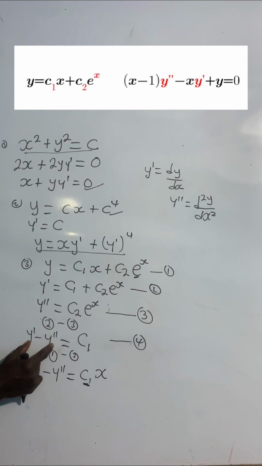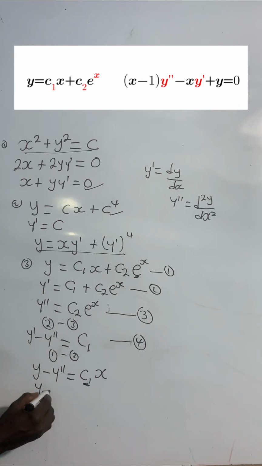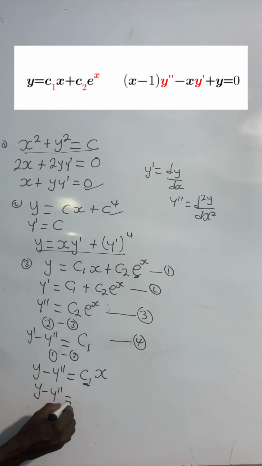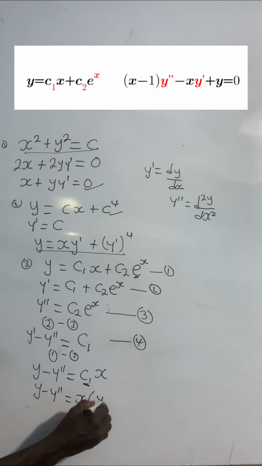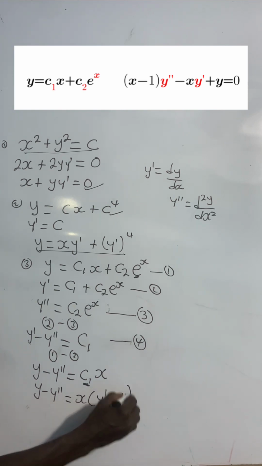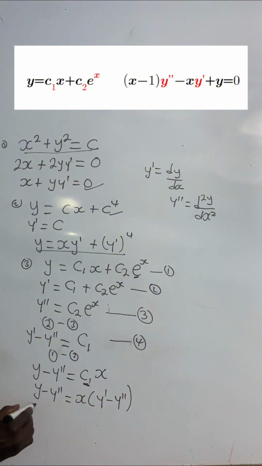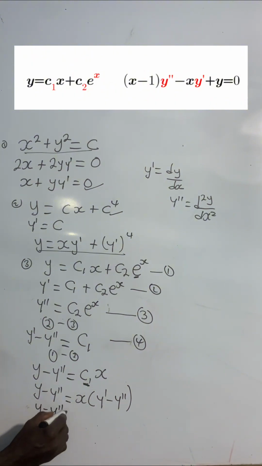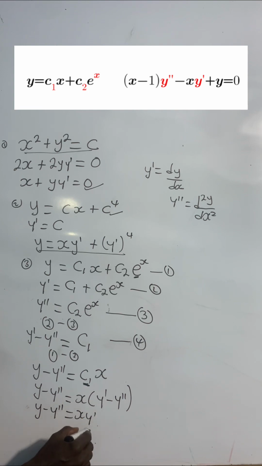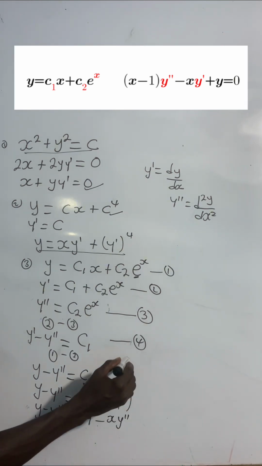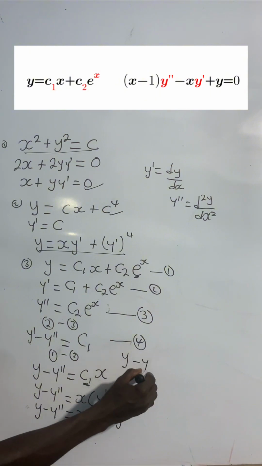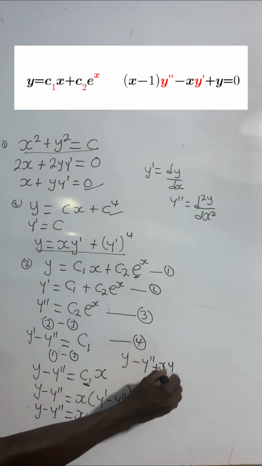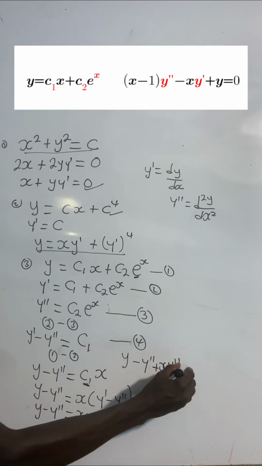So we take y minus y double prime equals (y prime minus y double prime) times x, and then expand this. So we have y minus y double prime equals x y prime minus x y double prime. Now, let's group. This gives y minus y double prime plus x y double prime minus x y prime equals 0.